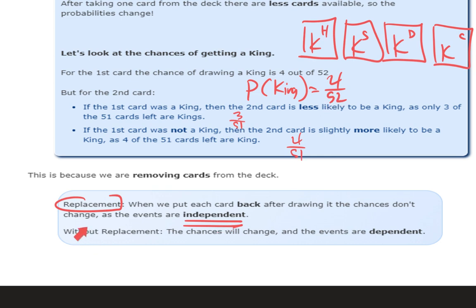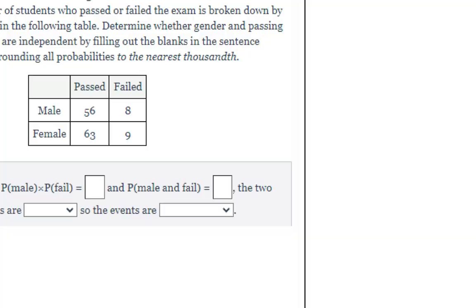Okay, but if it's without replacement, the chances will change, and that means the events are dependent. Okay, so without replacement, it is dependent. With replacement, it's independent. All right, keeping that in mind, let's get right into some practice.